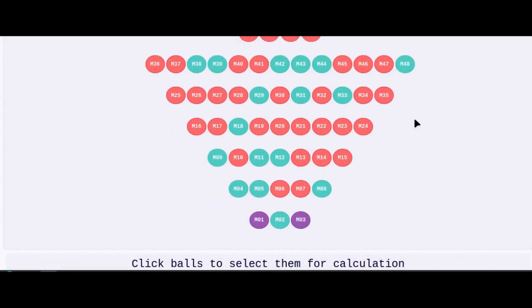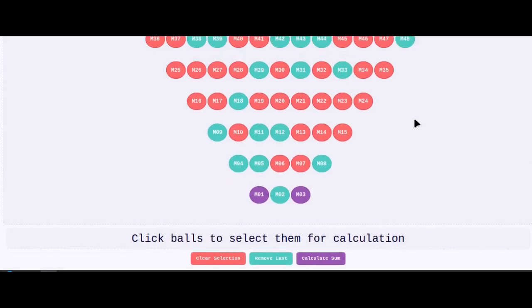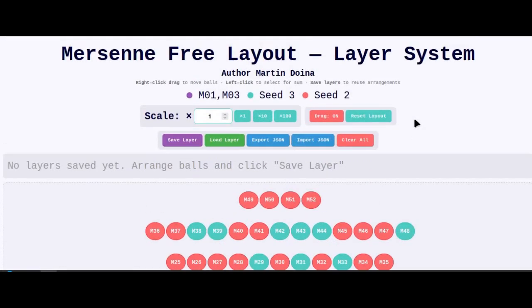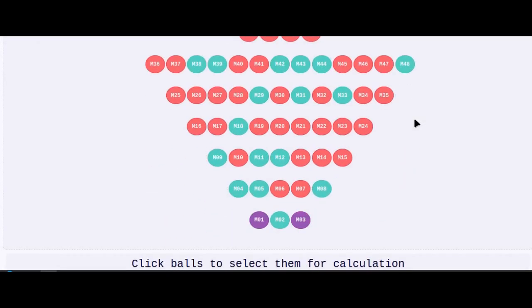Welcome to the Mersenne Exponent Sum Explorer, a revolutionary tool for discovering the hidden geometric relationships between all 52 known Mersenne prime exponents. This isn't just another prime calculator. This is a visual laboratory for uncovering the unified mathematical rules that connect every Mersenne exponent ever discovered.